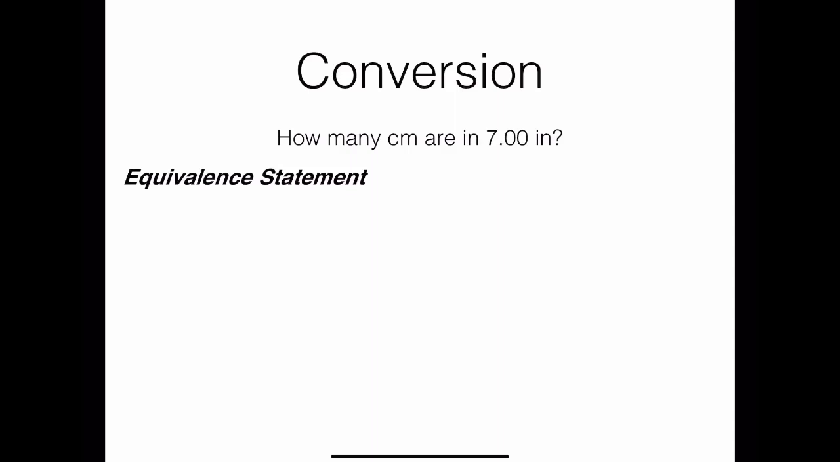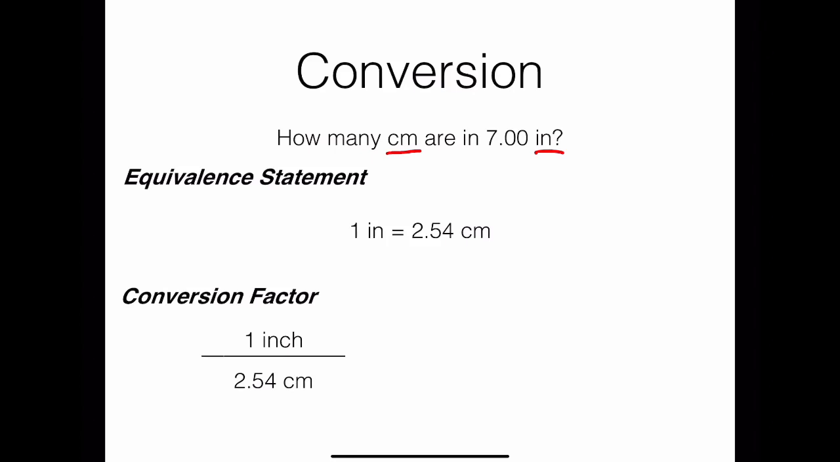The equivalent statement you're going to use here is one that relates centimeters to inches. And we've been using this one. We know that 1 inch equals 2.54 centimeters. We know that when we're coming up with a conversion factor, every equivalent statement yields 2 conversion factors. The first one is going to be 1 inch over 2.54 centimeters. And the second one is the inverse of that, 2.54 centimeters over 1 inch.